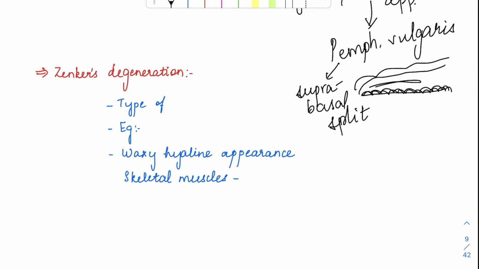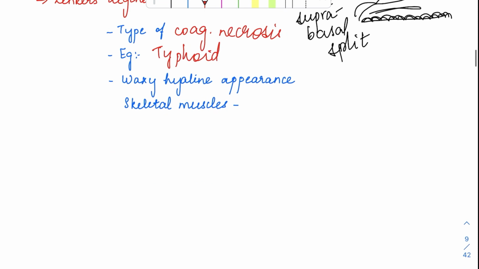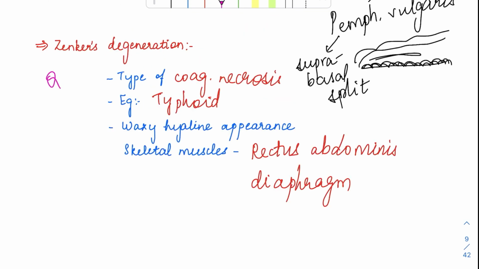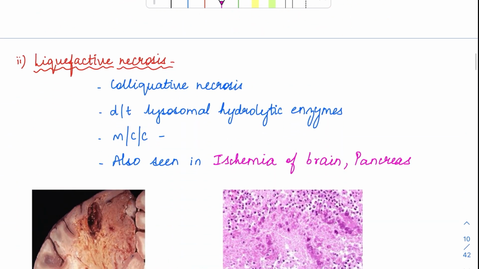There is a special kind of necrosis called Zenker's degeneration. It is a type of coagulative necrosis only, which is seen in conditions like typhoid fever. So in typhoid fever, we have some waxy hyaline appearance of this Zenker's degeneration, especially in skeletal muscles like rectus abdominis and also in the diaphragm. So Zenker's degeneration is a type of coagulative necrosis seen in typhoid fever in the skeletal muscles like diaphragm and rectus abdominis.